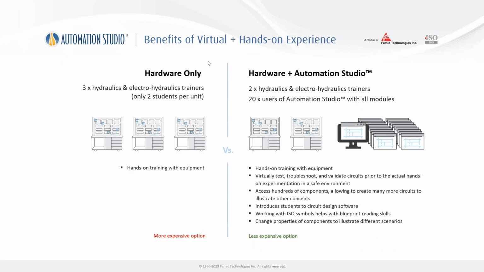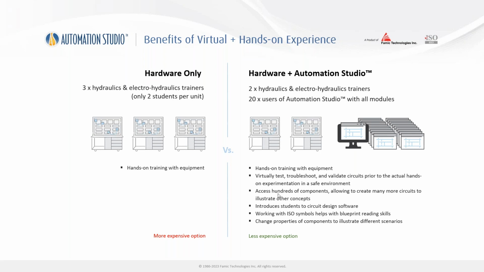So the benefits of virtual plus hands-on experience: if you have only hardware, then only 2 students per unit can be used. And if you have Automation Studio, then 20 users of Automation Studio with all modules can be used for the trainer kits. If you have only hardware, then only hands-on training with equipment is possible, and it will also be more expensive for you. And if you have Automation Studio plus hardware, then it will give you hands-on training with equipment, then virtual tests. You can have troubleshooting scenarios, and you can validate the circuits.